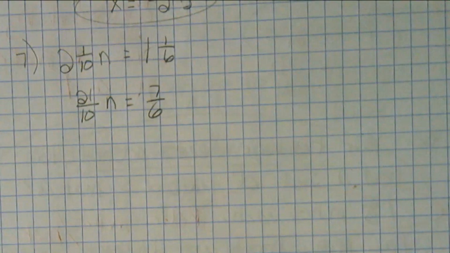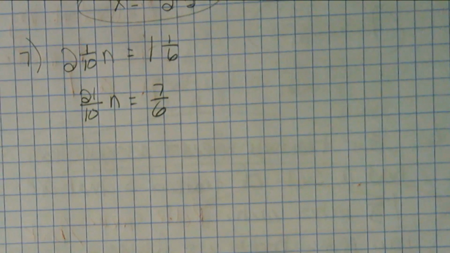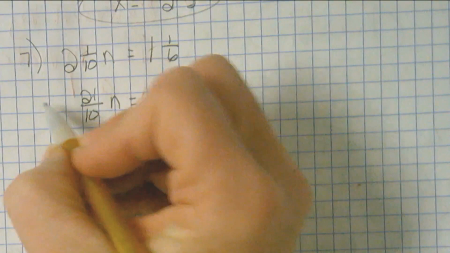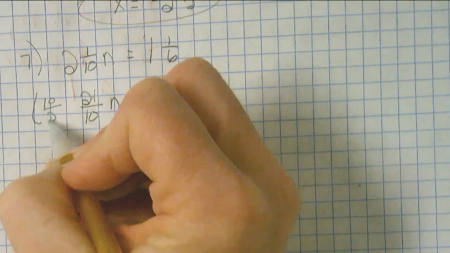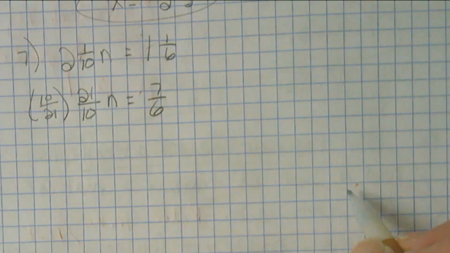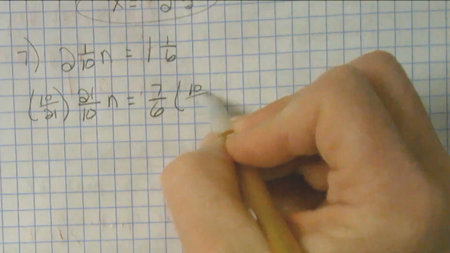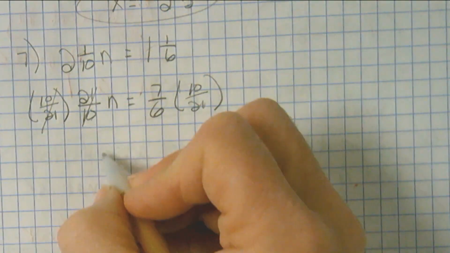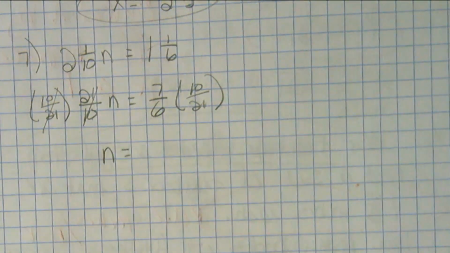Are you cool with that so far? Awesome. My coefficient is 21/10. So I need to multiply that by its reciprocal to turn it into a 1. And I have to do the same thing to both sides. So my 10/21 and my 21/10 cancel each other out. I get a 1n, which is what I wanted.